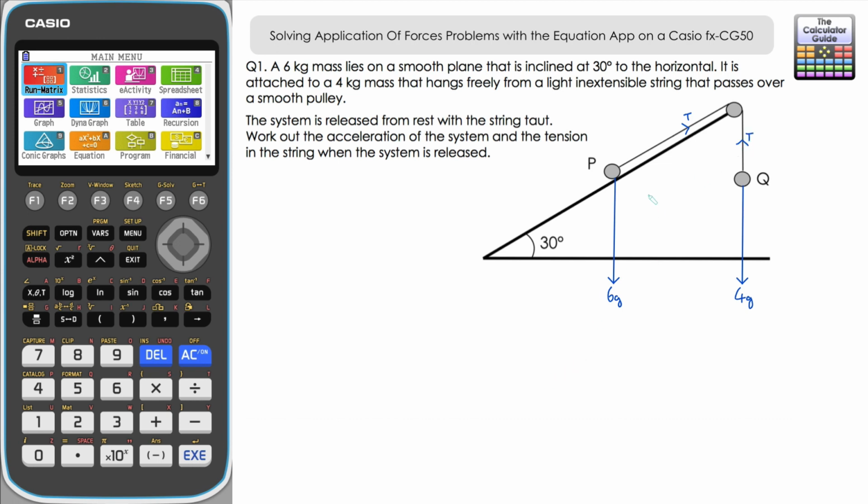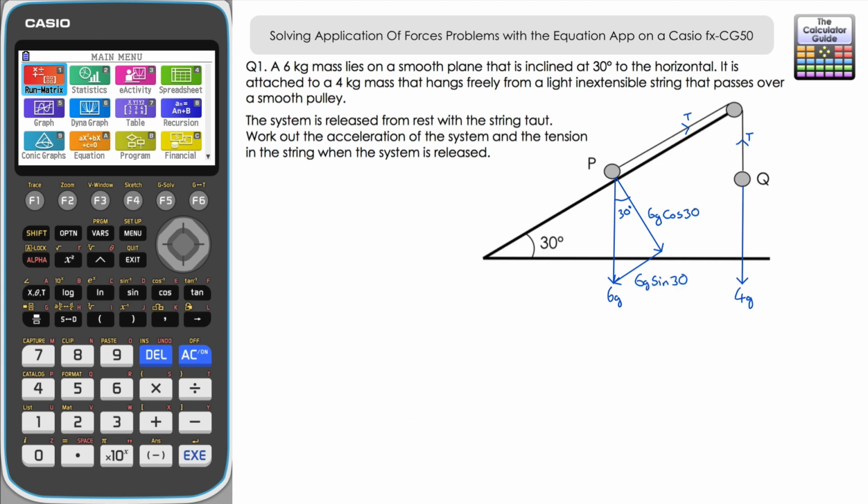We also need to split the weight of 6g, as it's on the slope, into parallel and perpendicular components. We've got 30 degrees as the angle here. The perpendicular component, we've got 6g cosine 30, and the parallel component, we've got 6g sine 30, heading in the opposite direction of the tension of the string.